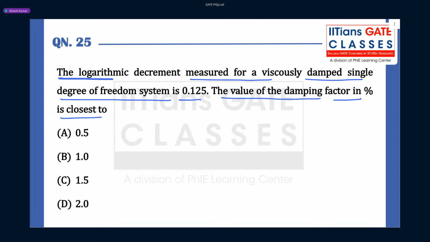So guys, we know logarithmic decrement is approximately equal to what? 2 pi zeta. And what is zeta? Zeta is known as the damping ratio or damping factor, right? So from here, if you find zeta, how much is it? It will be 0.125 divided by 2 pi. Now they asked in percentage, right? So when they ask in percentage, what you have to do? You have to multiply by 100.